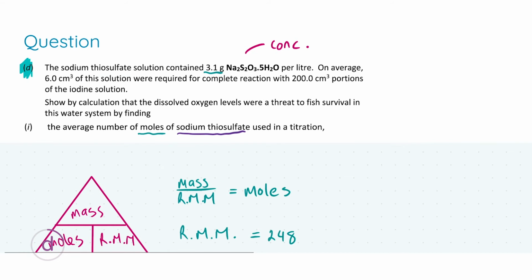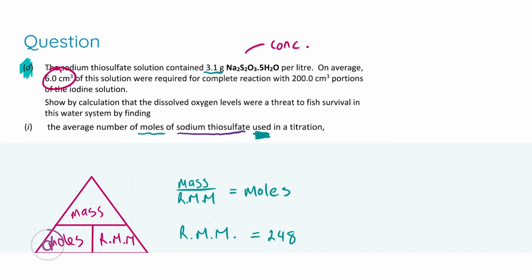Going back to the question here, there's an important thing that we have to note before moving on. In this case, we were asked for the average number of moles used in this titration. So this number of moles that we've already found, the 0.0125, is the number of moles associated with the thiosulfate, but because we're being asked for the amount that's actually used in this titration, if we look at this line here, we're using 6 centimeters cubed of this sodium thiosulfate solution to fully react with the 200 centimeter cube portions of the iodine solution.